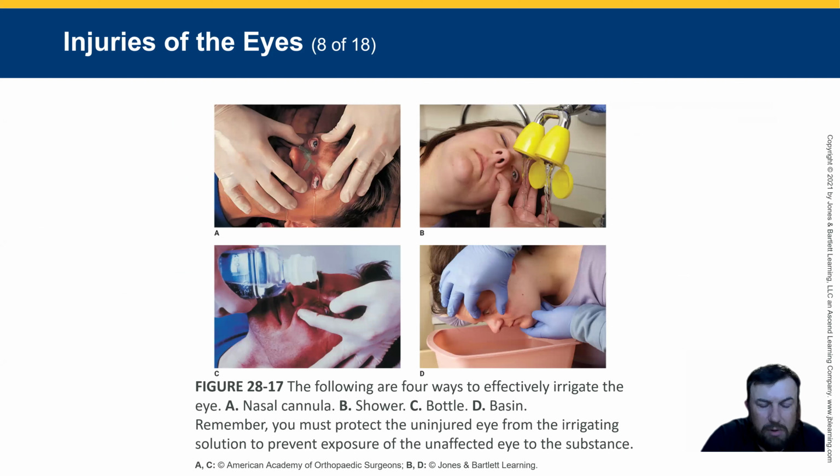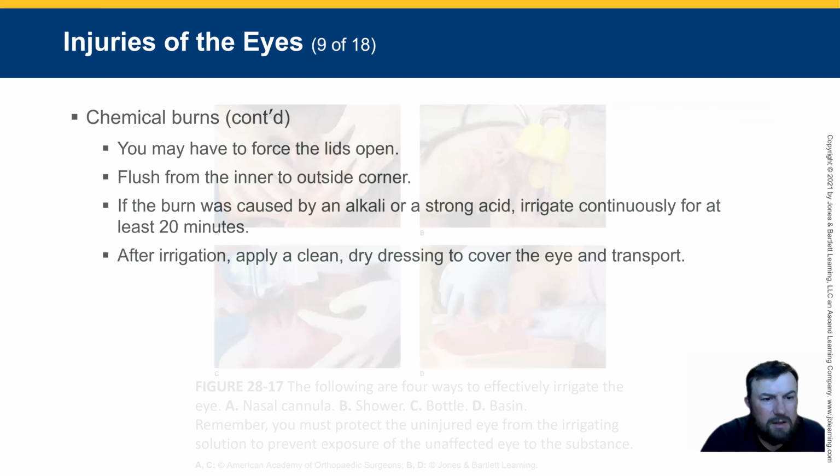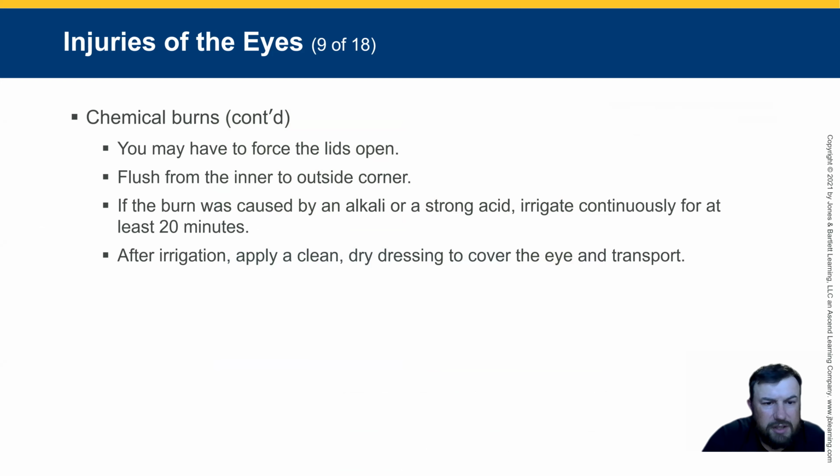Eye wash stations and companies, they have protocols they follow. If you're called to a house or something, we keep normal saline, we keep flushes. We just need to start irrigating as quickly as we can to get the burning to stop. You may have to force the lids open, flush the inner to outer corners. If the burn was caused by an alkali or strong acid, irrigate continuously for at least 20 minutes. After irrigation, apply clean, dry dressing to cover the eye and transport. We do not want to sit on the scene for 20 minutes just pouring water. Let's do part of this in the truck if we can.